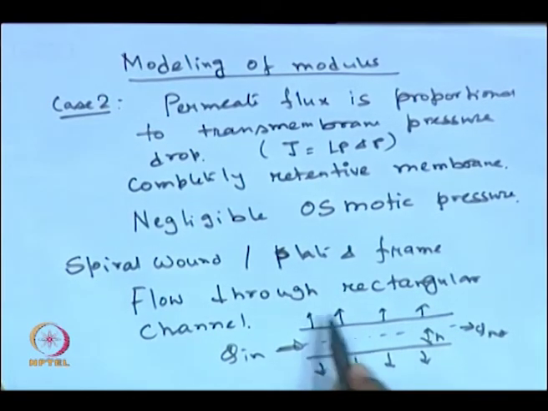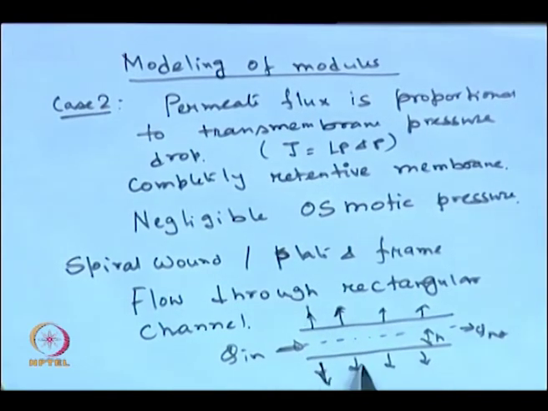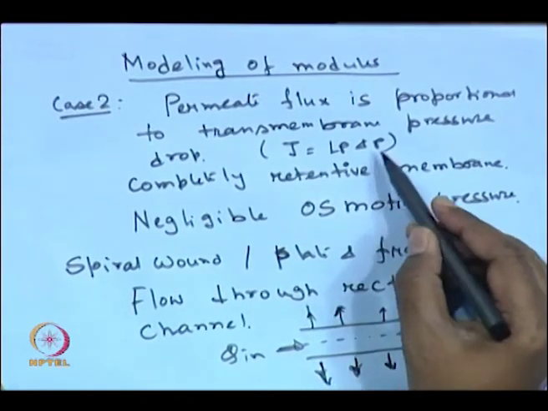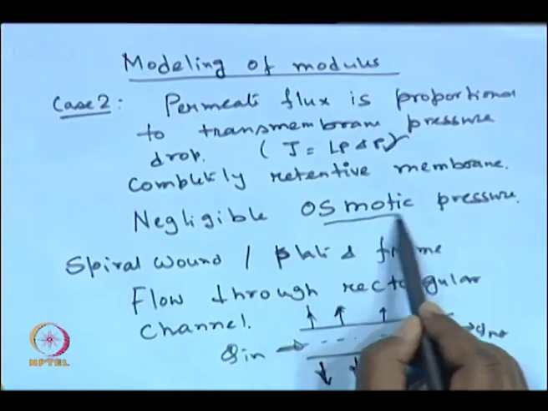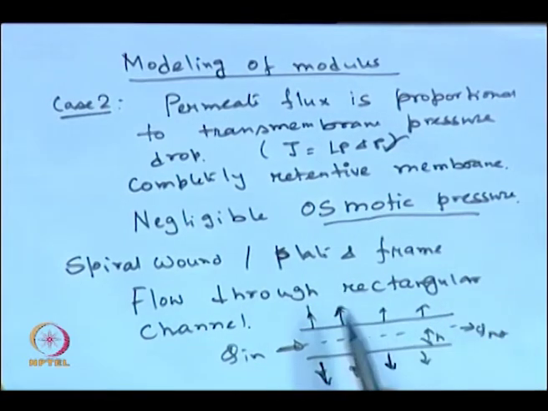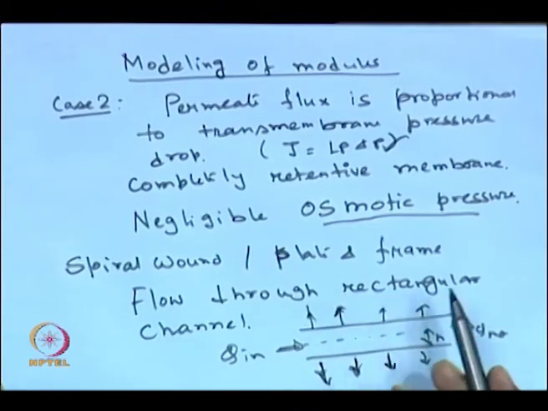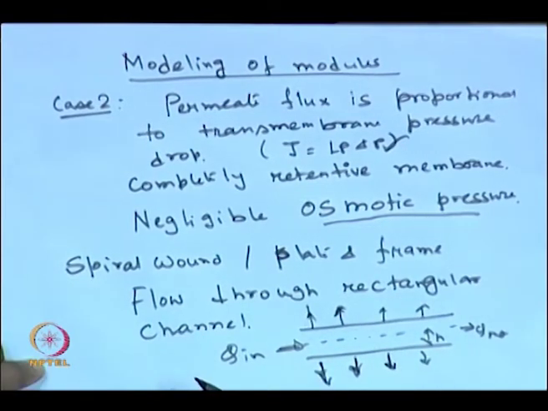In this case, in fact, this Jw is not constant. It will be a function of x simply because the delta p is a function of x in this case as well. But this is still not a realistic case because we are neglecting the osmotic pressure effects. So in the next case, case number 3, we will be dealing with that. But before that, let us solve this case because we can have an analytical solution and see how it works out.